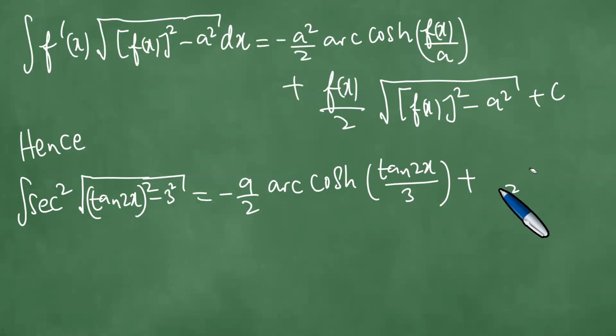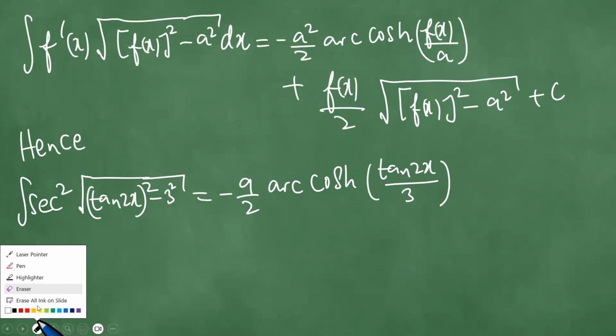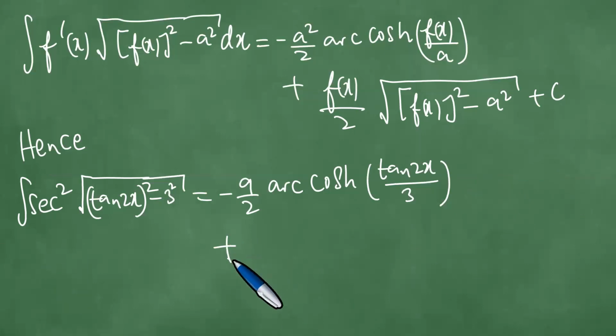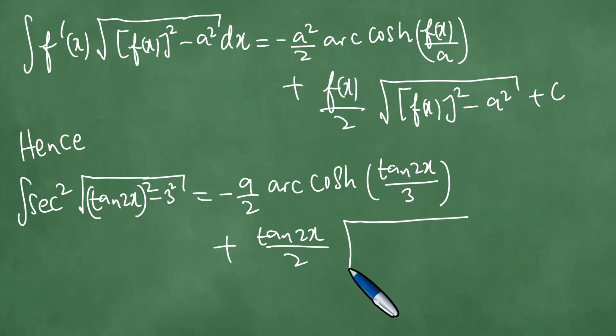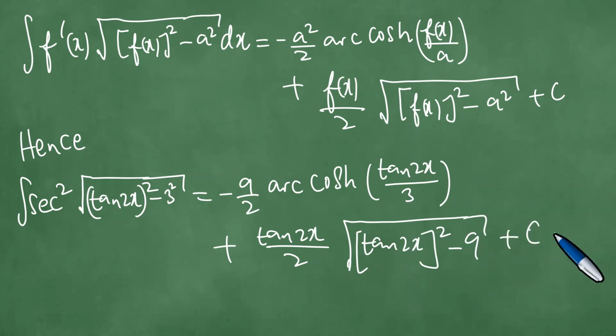Let me write it at the bottom. Which is the tangent of 2x over 2 squared minus 9. Okay, so that is the answer. In other words, the integral of this here is exactly this. Right, another example.